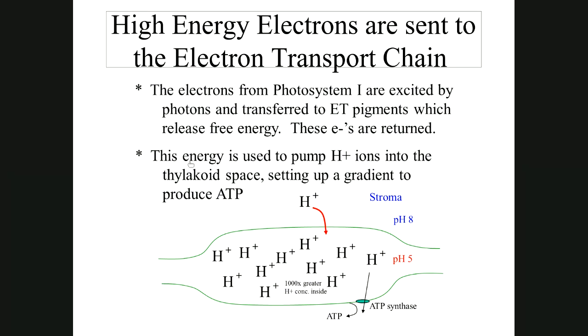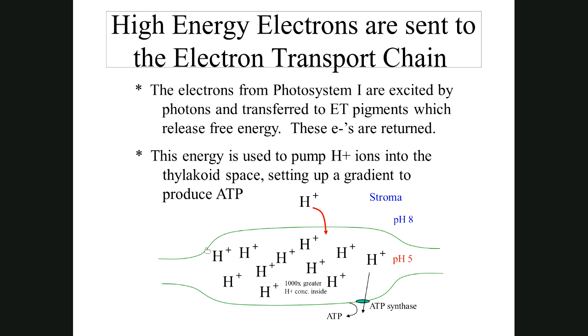All right, so the energy is released by these high energy electrons as they go through the electron transport chain and return to the system. The energy is used to pump hydrogen ions into the thylakoid space. Those thylakoid discs are hollow, and there's a space inside. So the energy that the electrons lose, or that the cell captures, is used to pump hydrogen ions into the thylakoid space. Here's my thylakoid disc here.